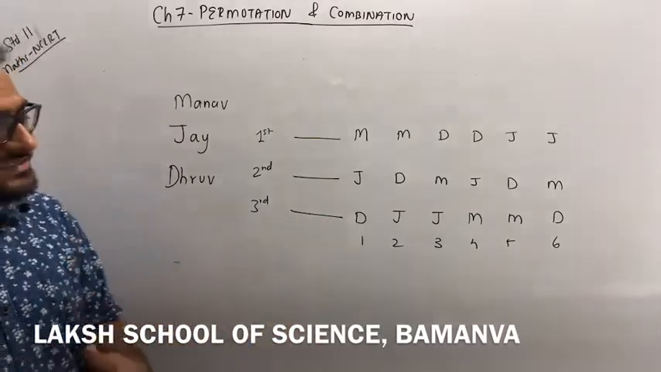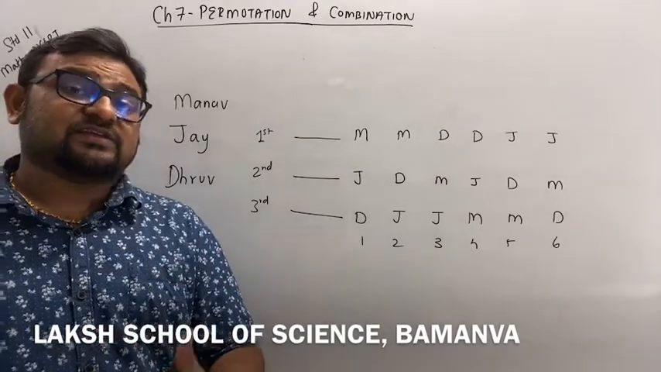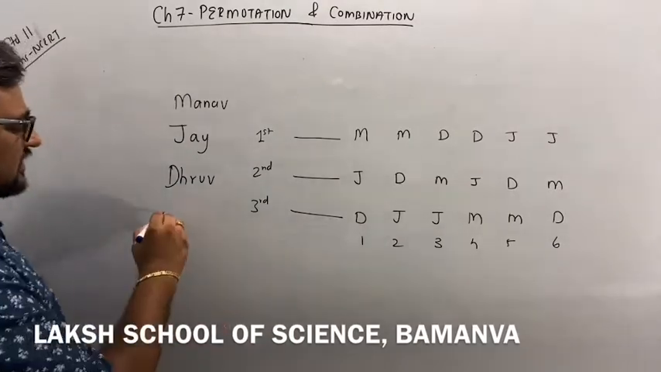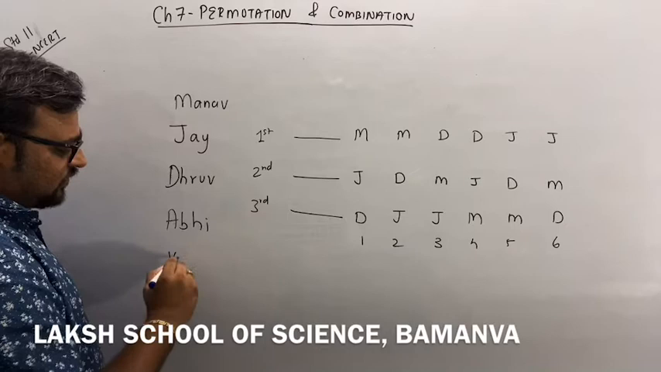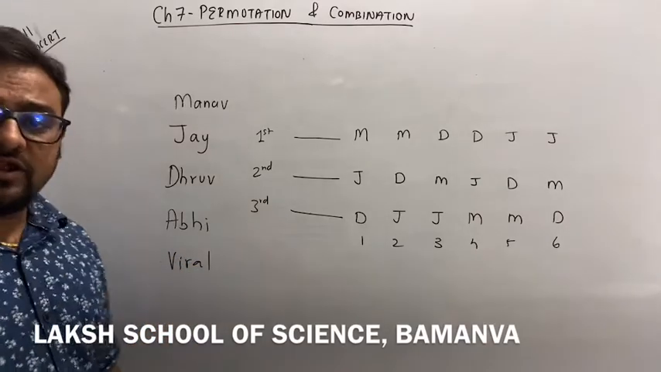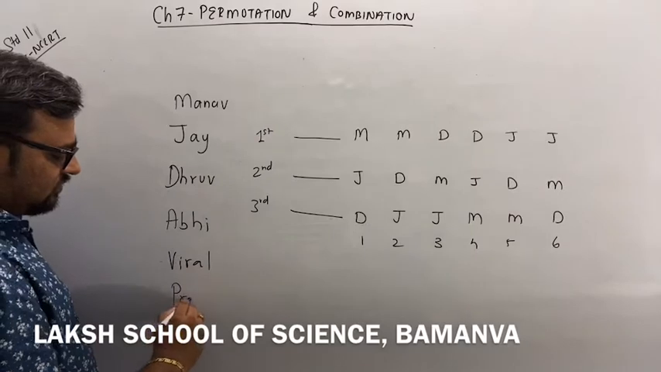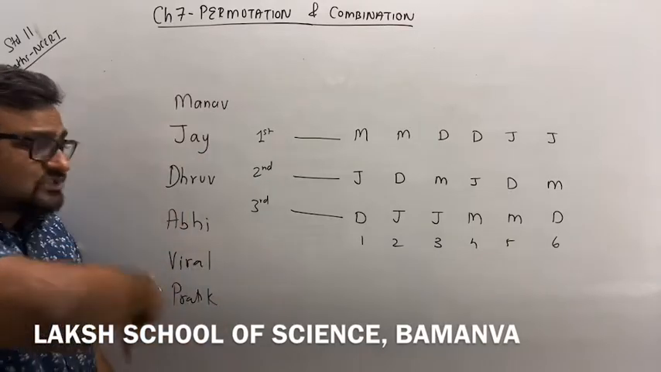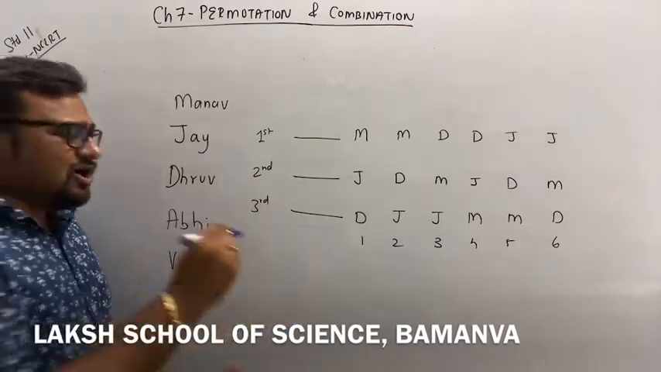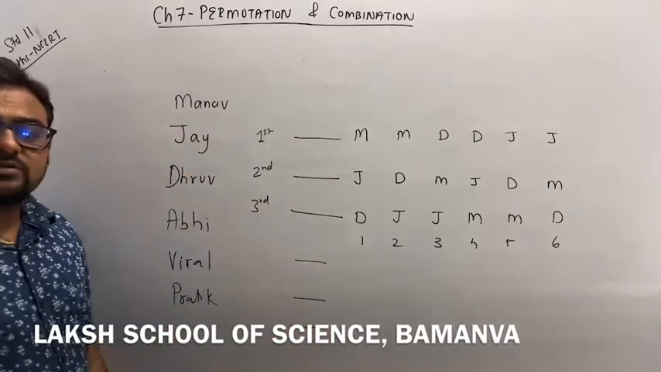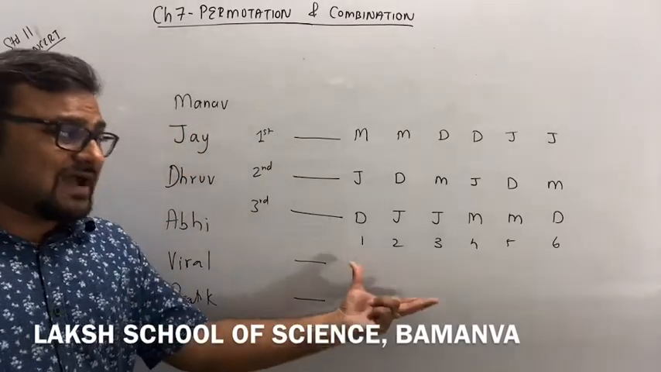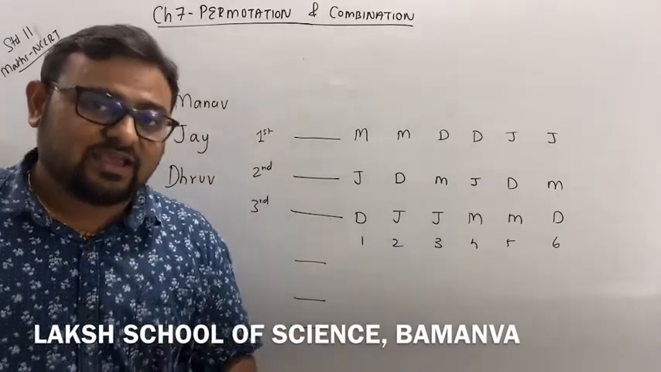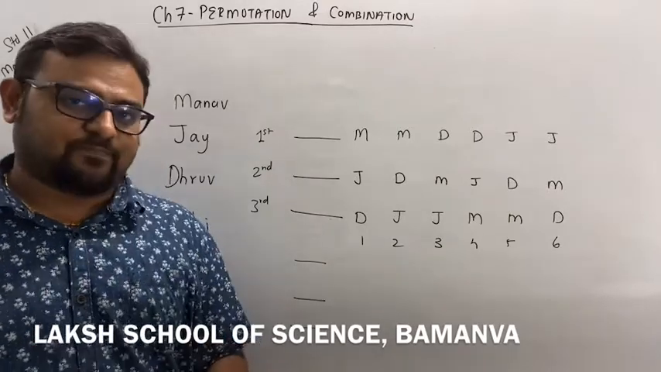But let's say there are more students. Let's add two more students, Abhi and Viral. Let's take six students, and add one more, Pratik. Now if I want to arrange these six students, and let's say I have three benches, or let's take four, five, six, and calculate this way, it will be very, very lengthy. It will take a long time.